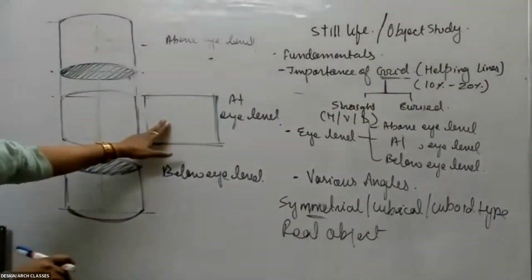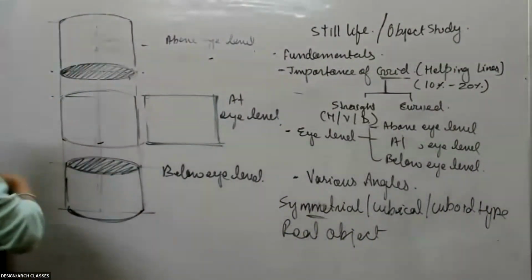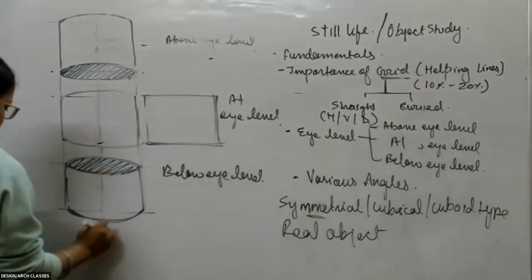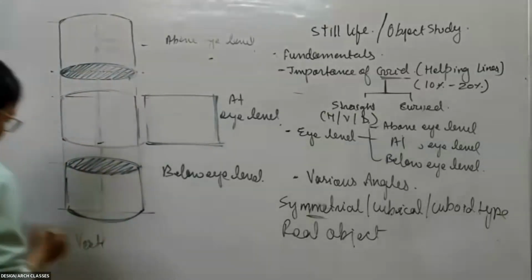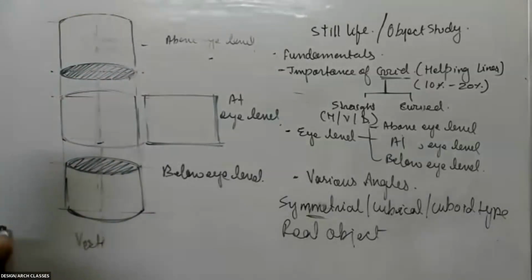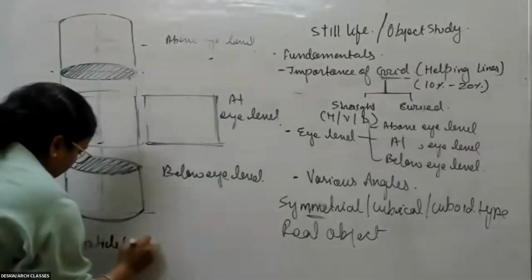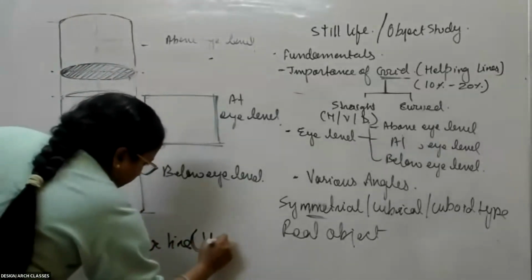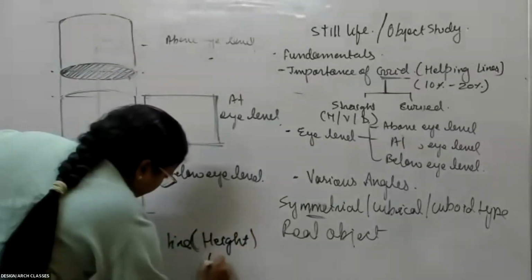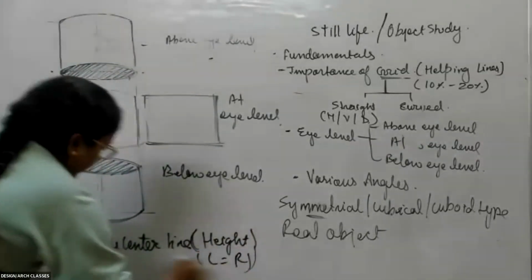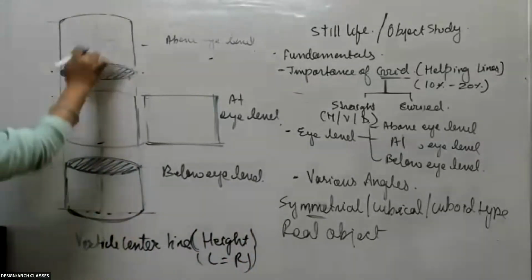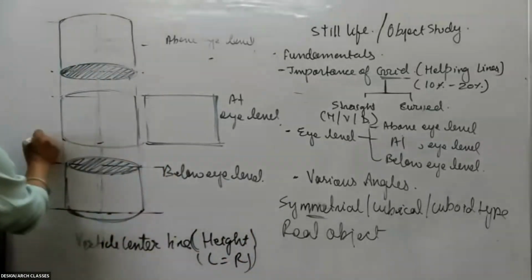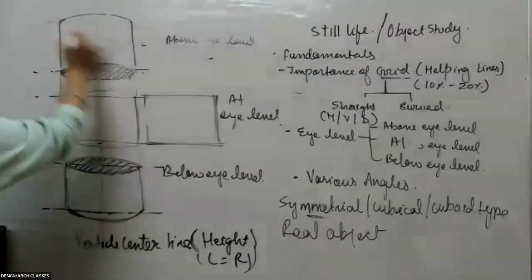Why did I draw this? By the way, these are my helping lines. This is my vertical center line, which defines the height of my object, and left is equal to right. It also defines left is equal to right. Then there are other helping lines.